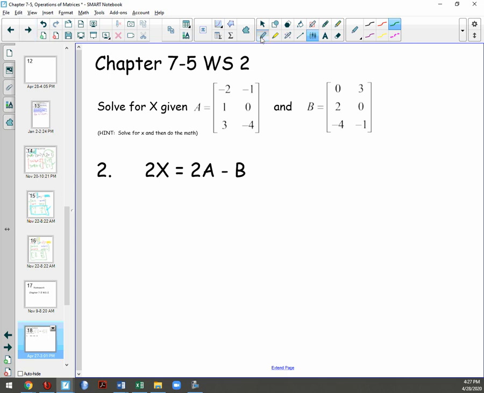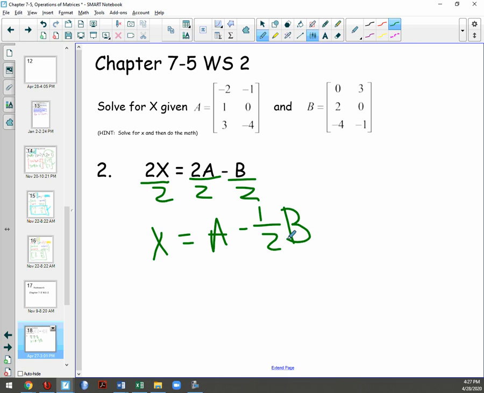If I'm solving this for x, I'm going to divide each and every term by 2. So x is equal to A minus a half times B. Now understand A is a matrix and B is a matrix. So now all you have to do is write this matrix down. So matrix A is -2, -1, 1, 0, 3, -4.